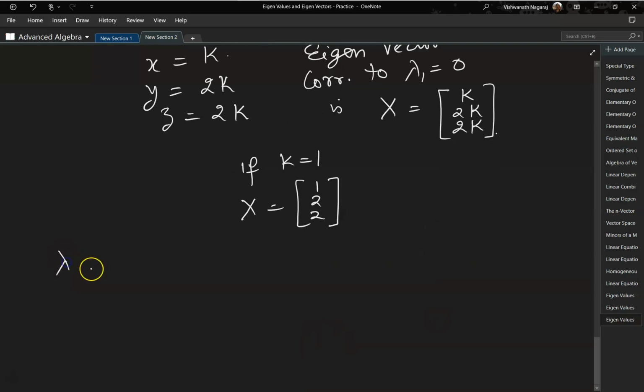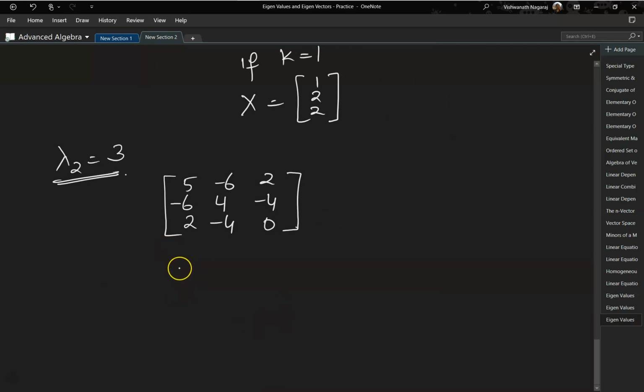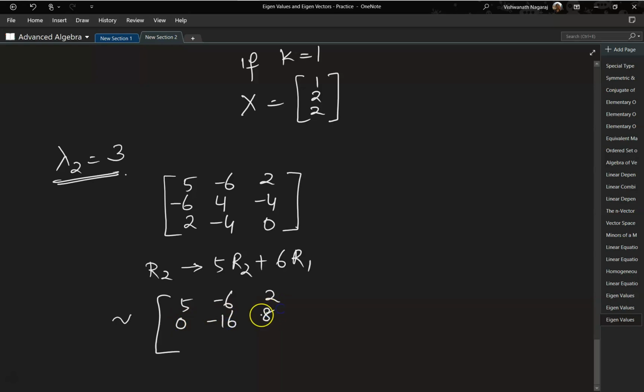Now let's take the second one. Lambda 2 is equal to 3. So our matrix will become 8 minus 3, 5, minus 6, 2, minus 6, 7 minus 3 is 4, minus 4, 2 minus 4, 3 minus 3, 0. Okay, again, now we start reducing it. So R2, 5 R2 plus 6 R1. So the equivalent matrix would be 5 minus 6, 2. This would be 0 minus 16 minus 8, 2 minus 4, 0.